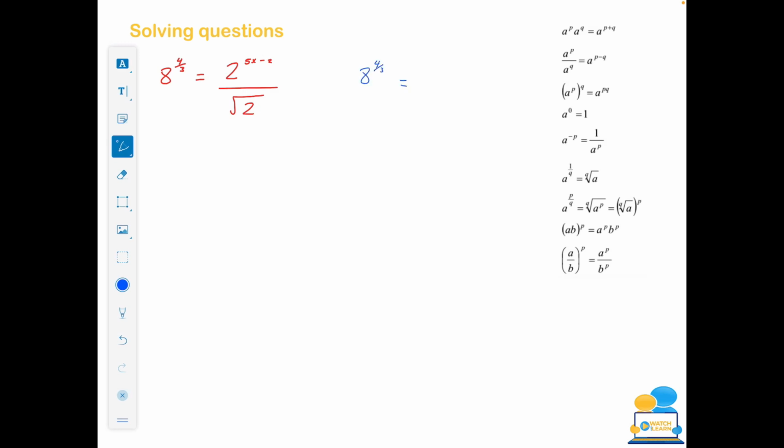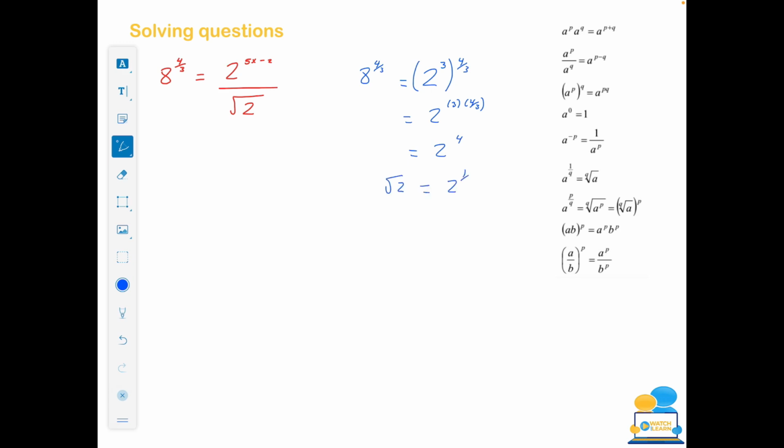I'm going to do a little bit of rough work over here to the side. I'm going to take 8 to the power 4 over 3. I don't want that to be a base 8, I want it to be a base 2. So I think, 2 to the power of what is equal to 8? 2 to the power of 3. And we still have our 4 over 3 outside. Then I look at my rules and we're dealing with this rule here. We're going to multiply the powers. So it'll be 2 to the power of 3 multiplied by 4 over 3, which is 2 to the power of 4. So instead of writing 8 to the power of 4 over 3, I can just call that 2 to the power of 4.